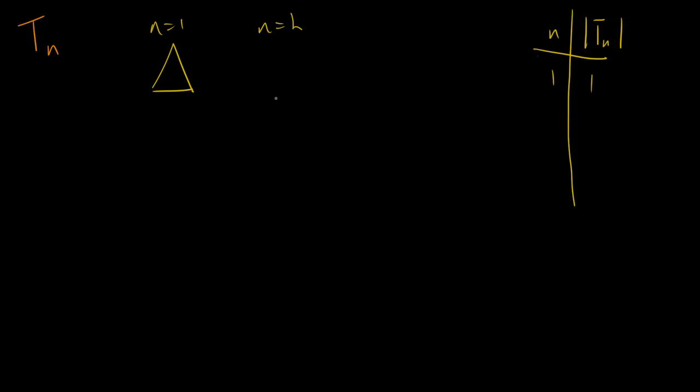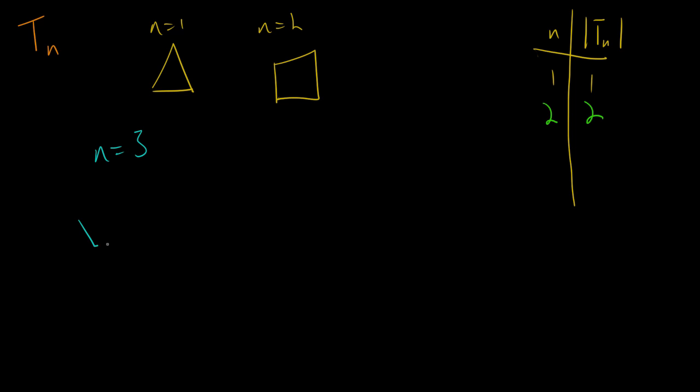N equals 2, we have 2 plus 2 is 4, a square. Our polygon has 4 sides. And we have 2 ways of doing it. We can triangulate it like that, or we can triangulate it like that. So there are 2 ways of doing it.